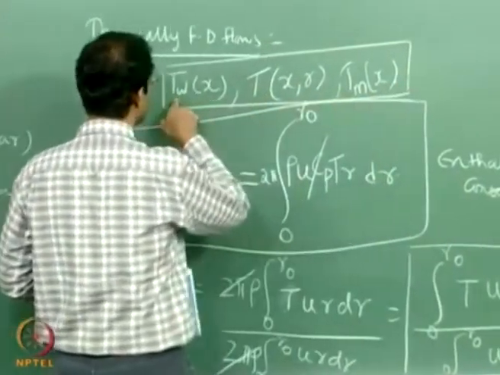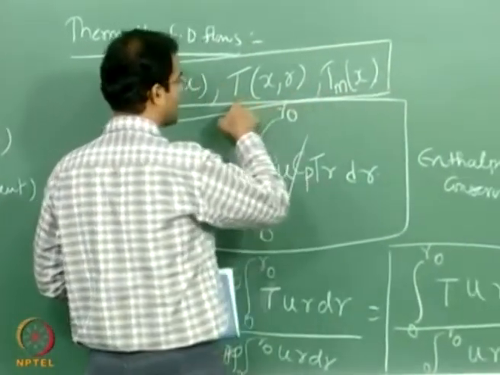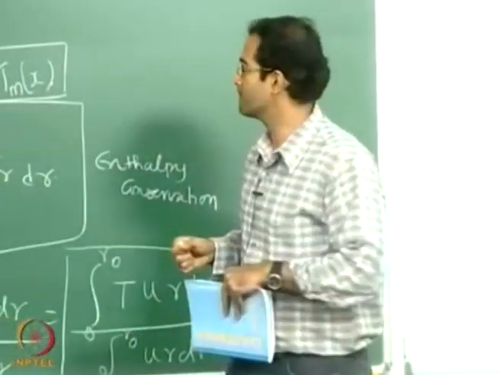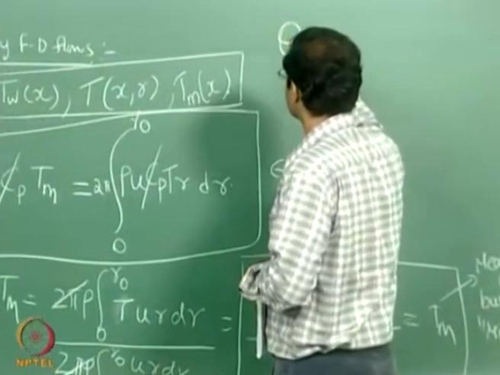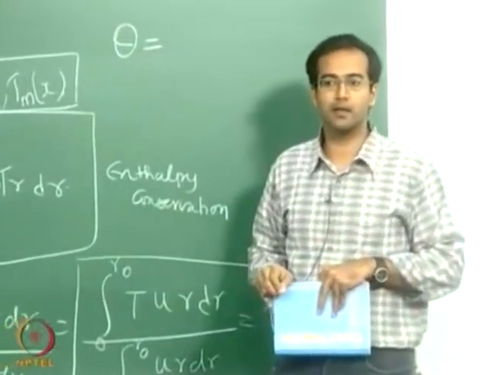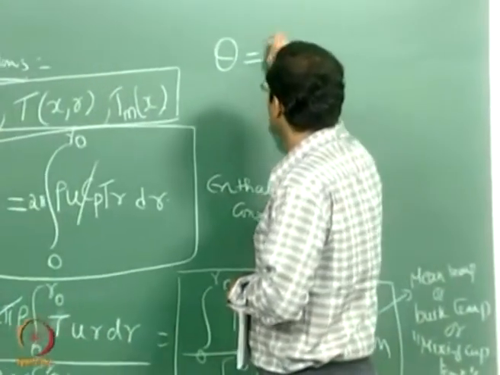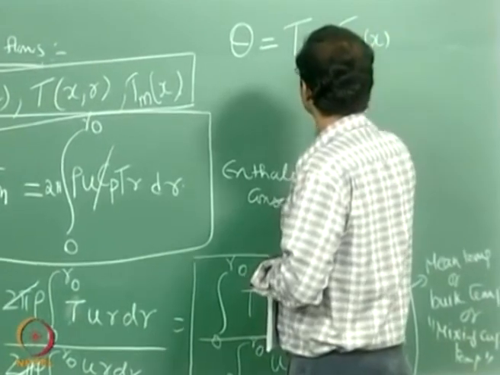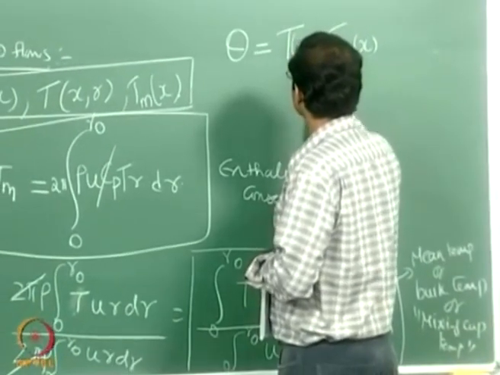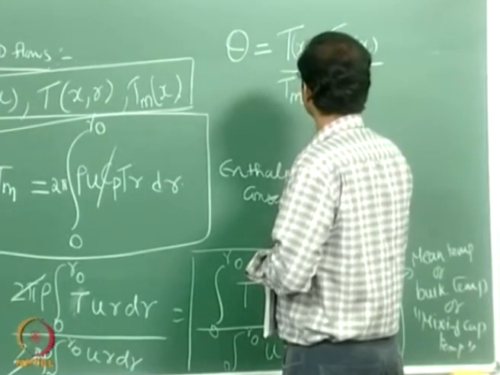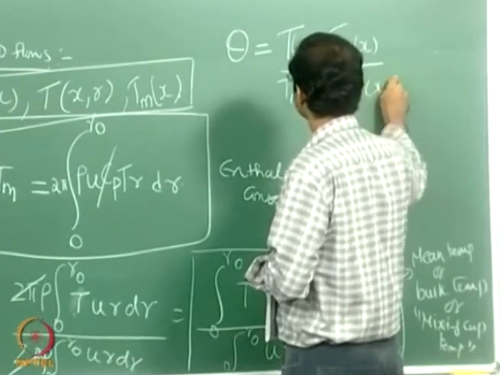So you have T wall, which is a function of x, Tm, which is a function of x, and you have T. Therefore we can define a non-dimensional temperature theta, just similar to the external flows where we defined T minus T wall by T infinity minus T wall. We can define T minus T wall, so T is a function of both x and r, divided by T mean minus T wall.